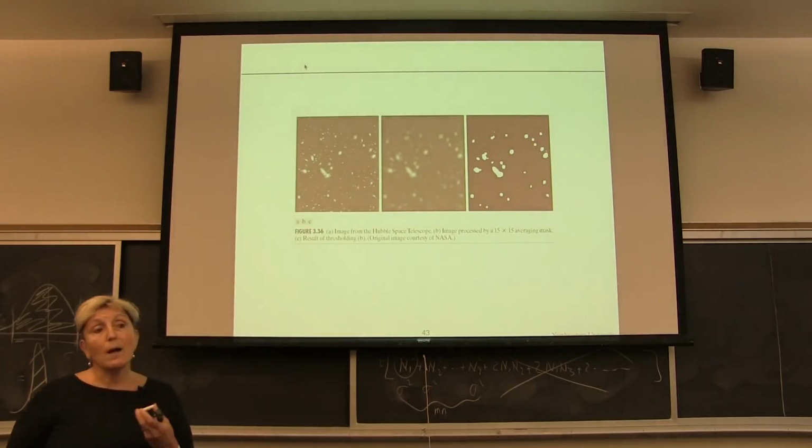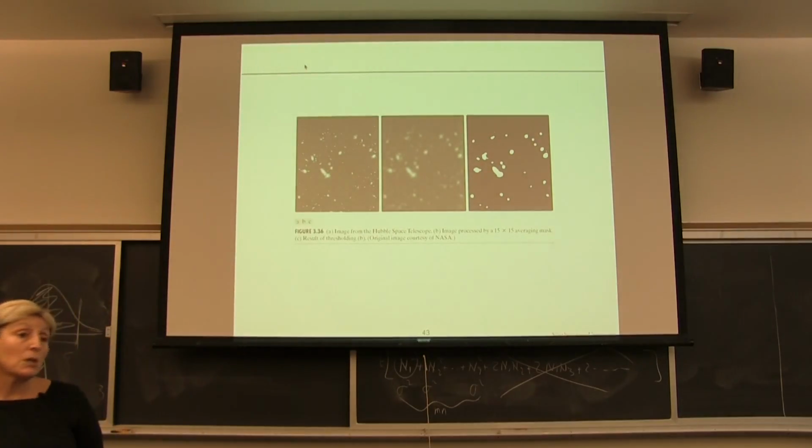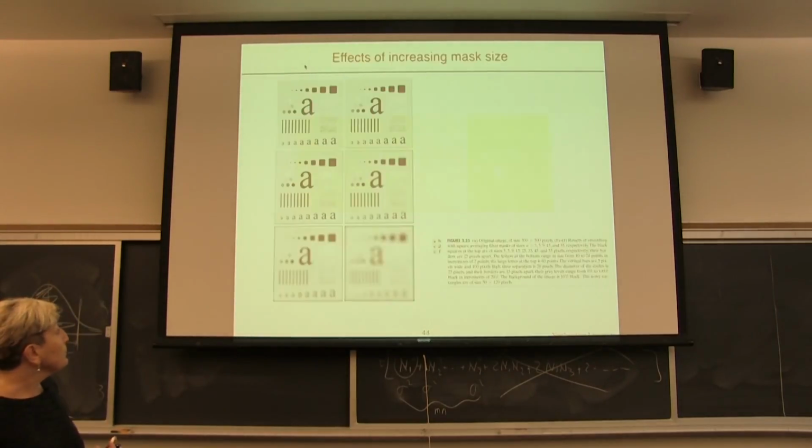You can play with the numbers, how much blurring and what my threshold is, to figure out if this is actually the count that you wanted, or you're still missing some galaxies, or you put in some extra that you didn't want. Okay?